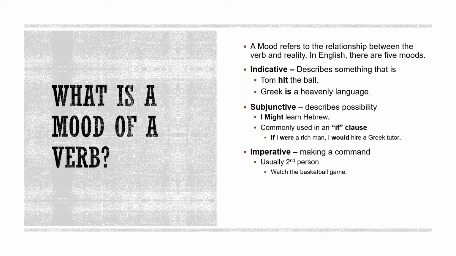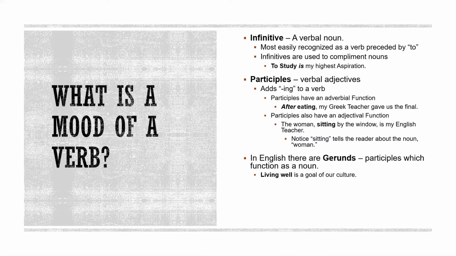English also has an imperative mood, which is the mood of command. English imperatives are in the second person. The example of this is the following sentence: watch the basketball game. English also has verbal nouns, which are called infinitives. These are recognized by adding the word "to" to any verb. Infinitives are typically used in English to complement verbs such as this sentence: to study is my highest aspiration.